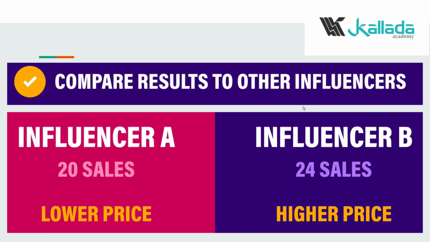We should also compare the results with other influencers. If influencer A has generated 20 sales for me and influencer B has generated 24 sales, we will understand that influencer B has given me 4 more sales, so that is a better influencer. But once I consider the cost per result, and we find that the pricing for influencer B is at a higher price, then I should go with influencer A, because with influencer A I am able to generate the result at a lower price compared with influencer B.